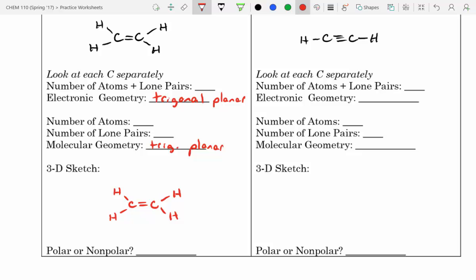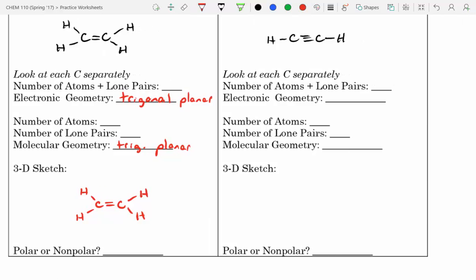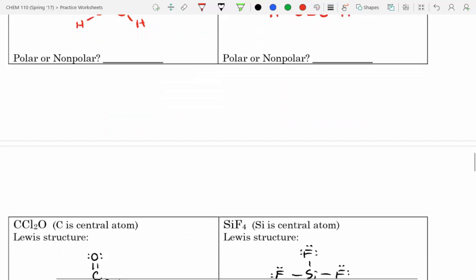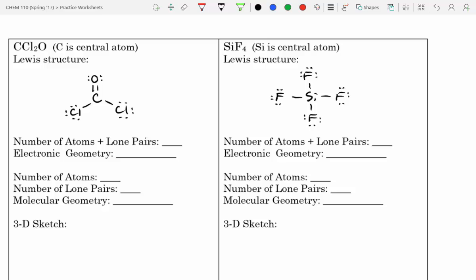Okay, then the next one, we've got acetylene with a triple bond. So what would the electronic geometry be for that carbon? Linear. And then its shape? Linear. All right, and then 3D sketch. Again, we can lay this flat. We don't have to worry about things sticking towards or away from us. And that's pretty straightforward. Let's do the last page really quick.